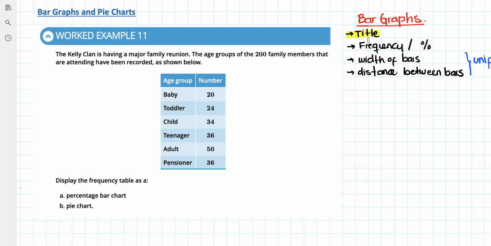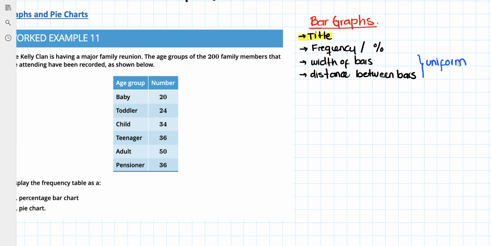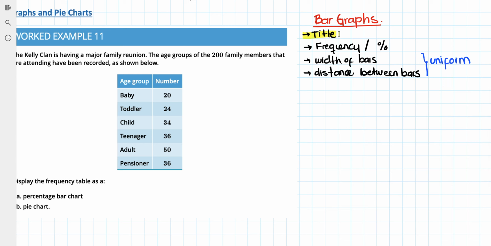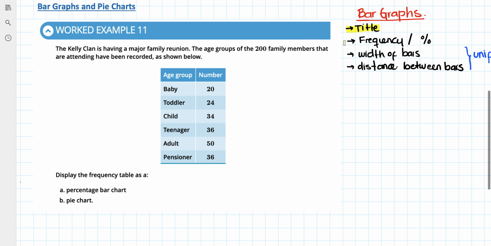Now in bar graphs, we're going to use frequency or percentages, and the width of the bars and the distance between bars needs to be kept uniform, okay? I'll make reference to this once we have our bar graphs done in CAS to explain what I'm talking about. But just make your notes there so I don't forget. That's why I have it there.